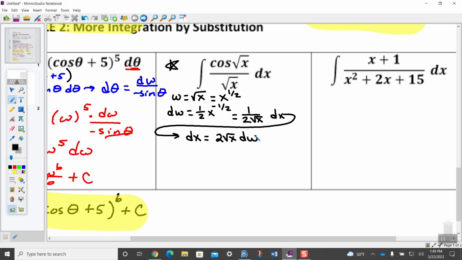Here comes our substitution in red. This becomes the antiderivative of the following. Becomes the cosine of, is it square root of w or just w now? Just w. We let w equal all of the square root. So wherever I see a square root of x, I'm just putting w in here. Over what, kids? W. Why w again? Well, square root of x is what value again? Okay, times, and then what are we replacing dx with?